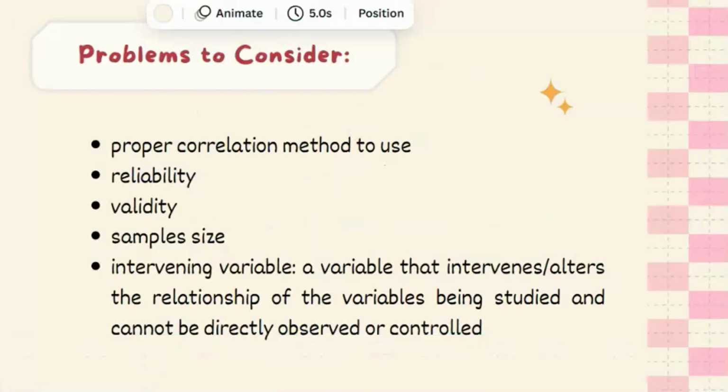So some problems to consider when we choose the proper correlation methods to use, that's definitely one. Also reliability, validity, and sample sizes. And then an intervening variable, a variable that alters the relationship of the variables that we're studying, and we can't always control it.